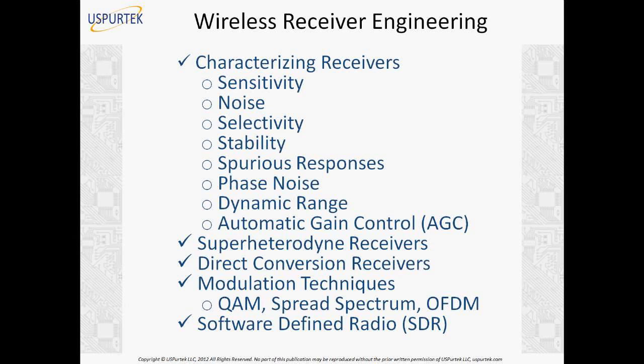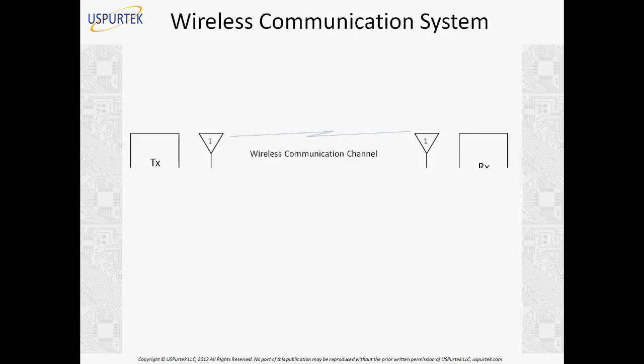Okay, so with that in place, let's restart. This is a very basic picture of a wireless communication system, where you have a transmitter at one end and a receiver at the other end, and a wireless communication channel in between.